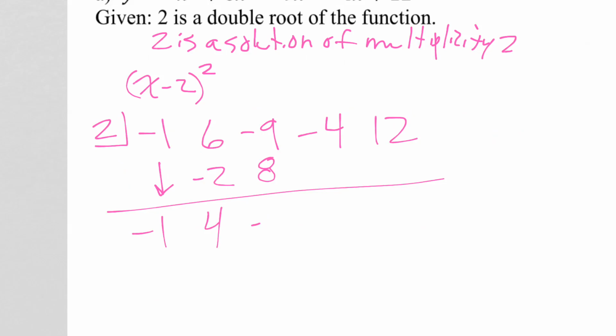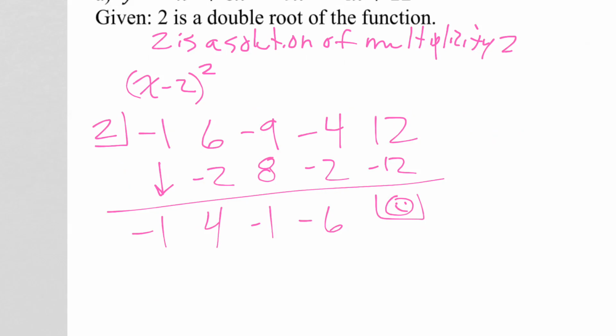Negative 9 plus 8 is negative 1. 2 times negative 1 is negative 2. Negative 4 minus 2 is negative 6. And 2 times negative 6 is negative 12. And we're happy because 12 minus 12 is 0. And that is our remainder.